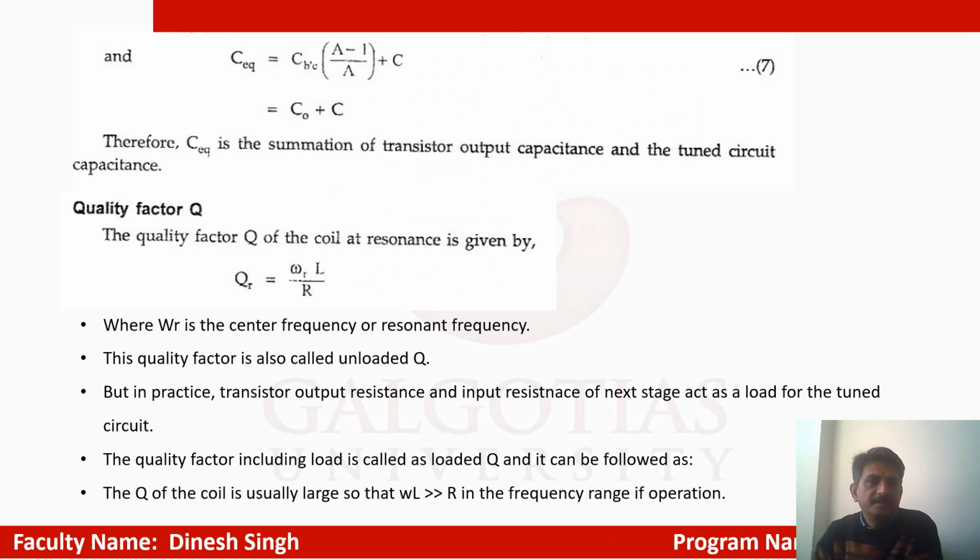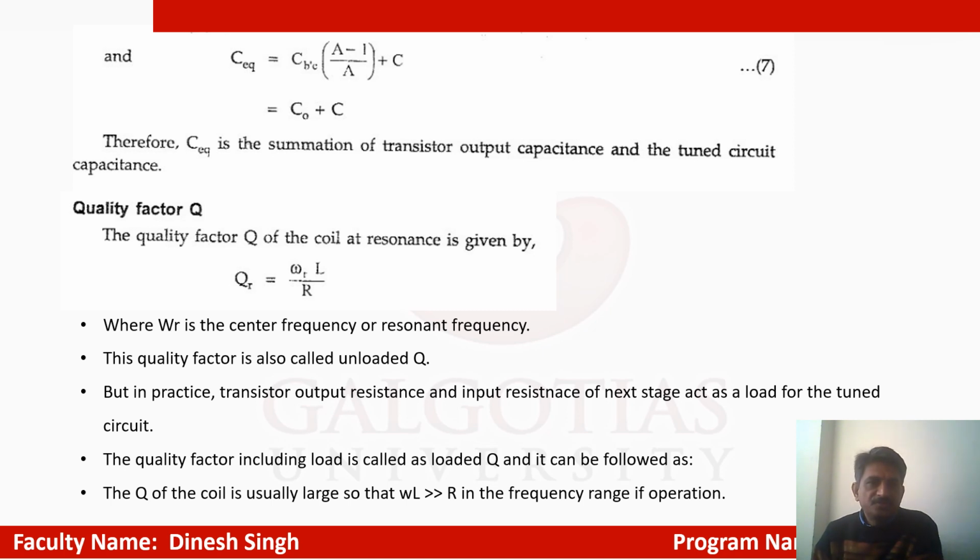And C equivalent can be given as C_BC (A minus 1) upon A plus C, that is equal to C_o plus C. Therefore, C equivalent is the sum of the transistor output capacitance and the tuned circuit capacitance. Quality factor: the quality factor of a coil at resonance is given by omega_r L upon R, where omega is the center frequency or the resonant frequency.